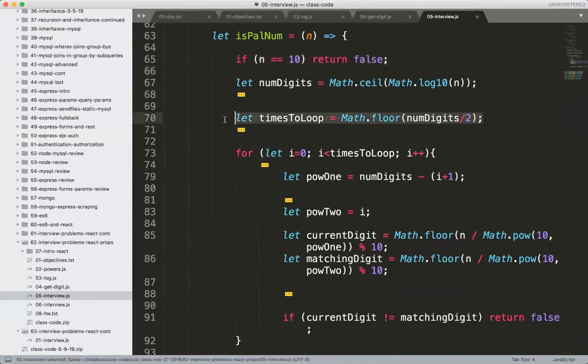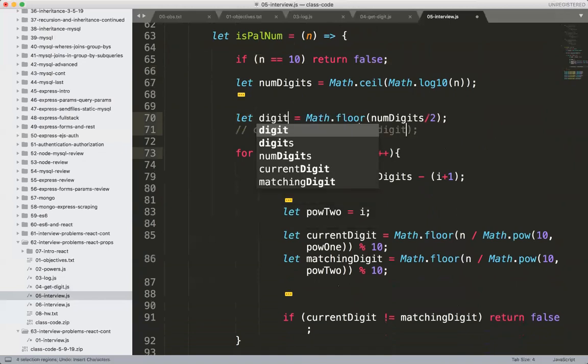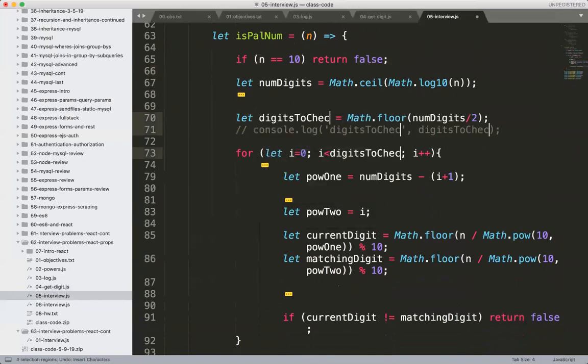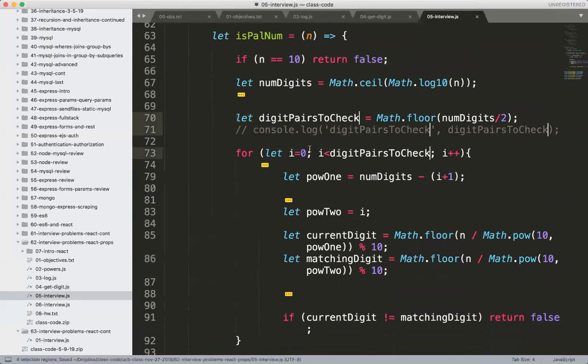Right, so that's why this is there, to get the number of times we loop, the number of checks we make, and I should change this to num checks or digits to check. Hold on one sec. Digit pairs to check. Just want to be super accurate with the names.